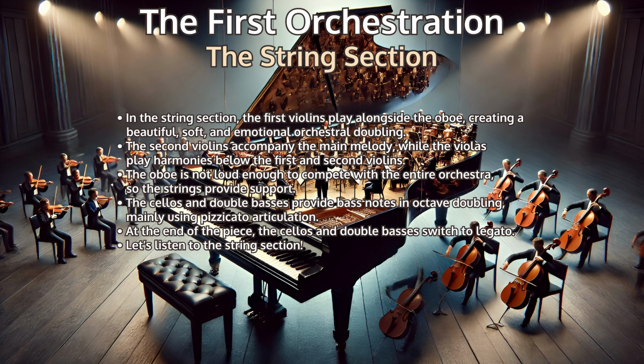In the string section, the first violins play together with the oboe, creating a beautiful, soft, and emotional orchestral doubling. The second violins accompany the main melody, while the violas play harmonies below the first and second violins. I should mention that the oboe is hardly loud enough to compete with the entire orchestra, so the strings can help. The cellos and double basses provide bass notes in octave doubling. They mostly use pizzicato articulation, but at the end of the piece they switch to legato. Let's listen to the string section.